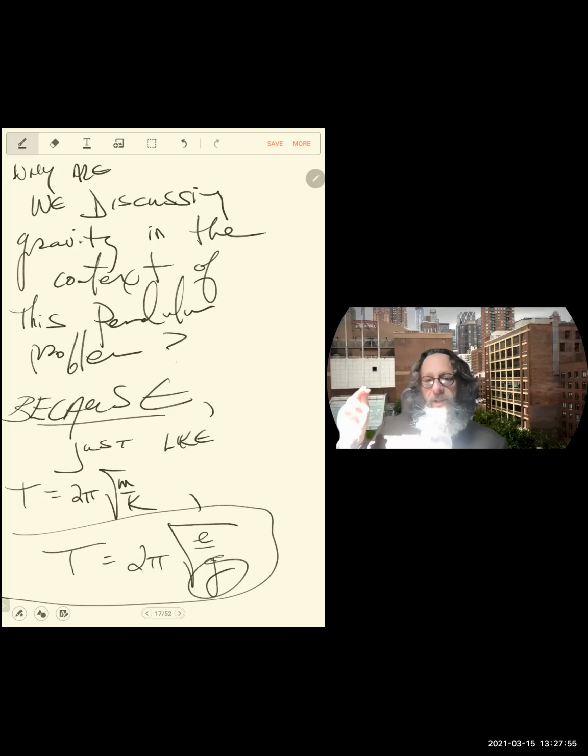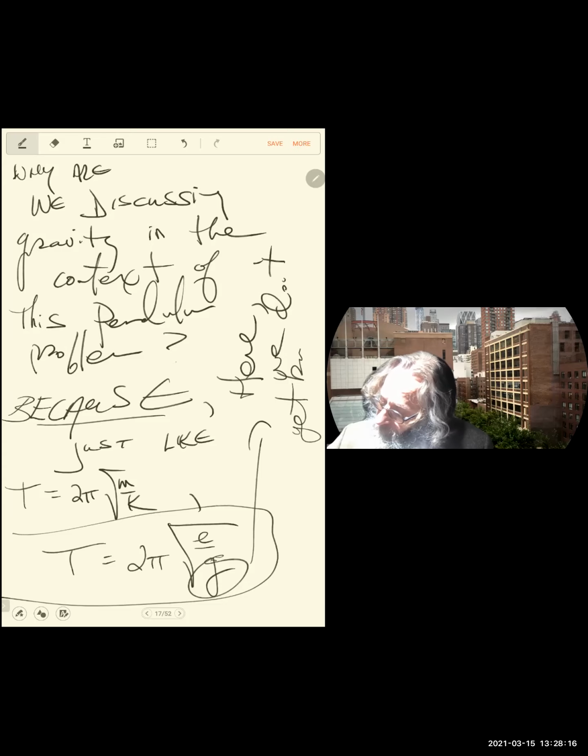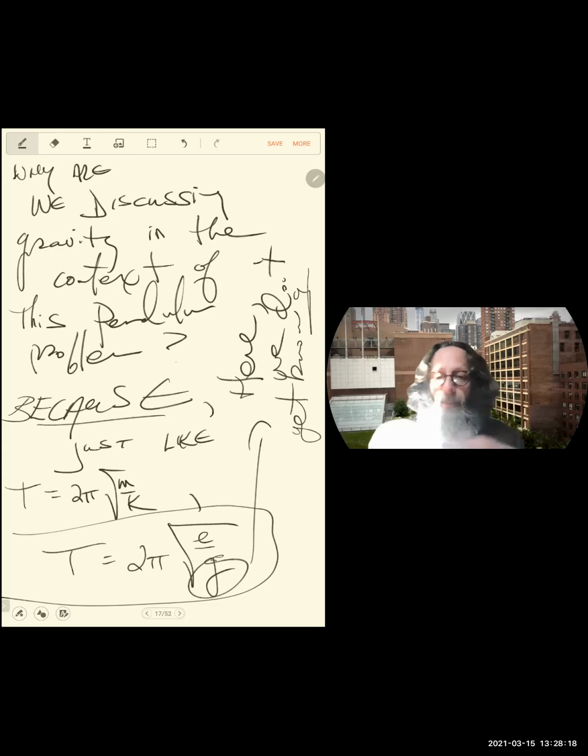When I'm asking questions about angular frequency at the beginning, don't just assume that you know what the period is and then flip that. I'm saying this all backwards.